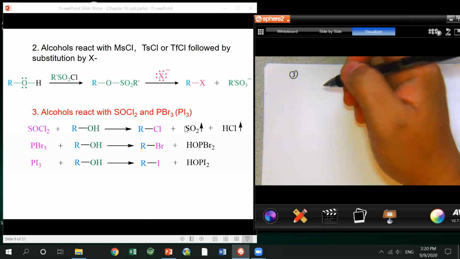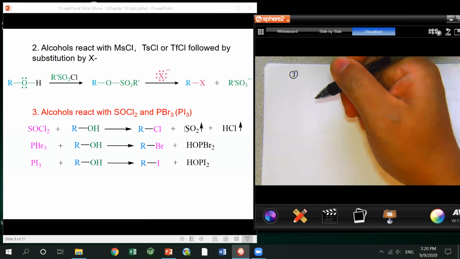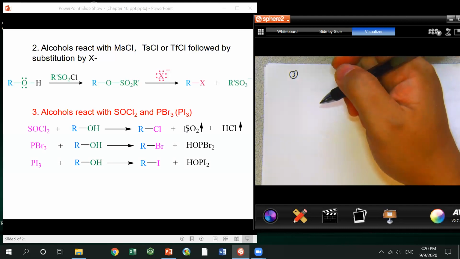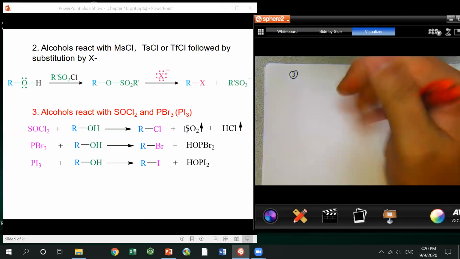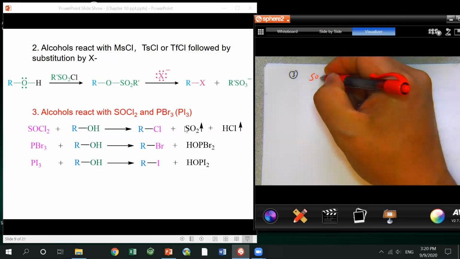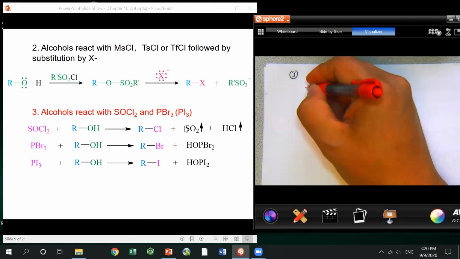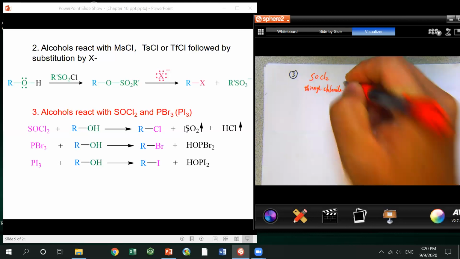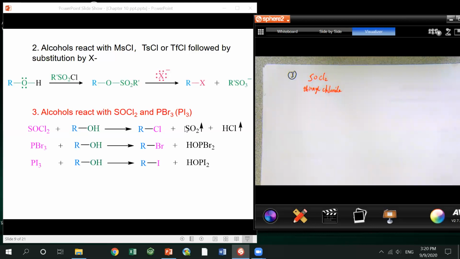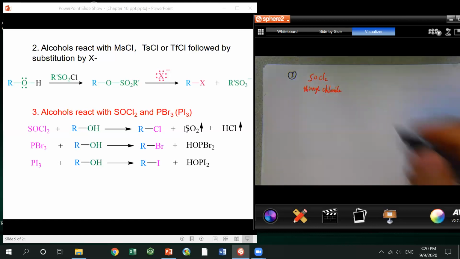And we use some magic reagent. The first one is, how do we prepare alkyl chloride? So we use thionyl chloride, SOCl2, sulfur, oxygen and chlorides. So this one we call thionyl chloride. Very pretty good reagent.